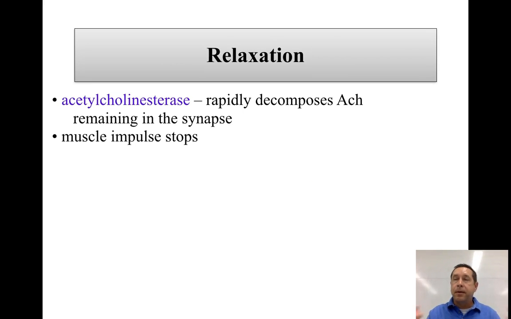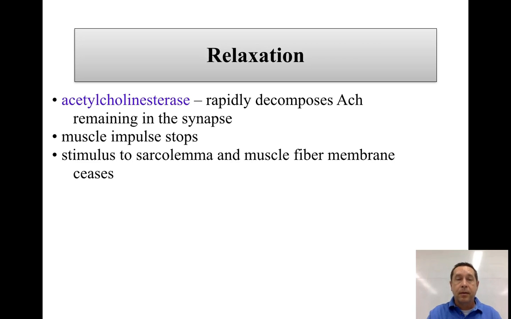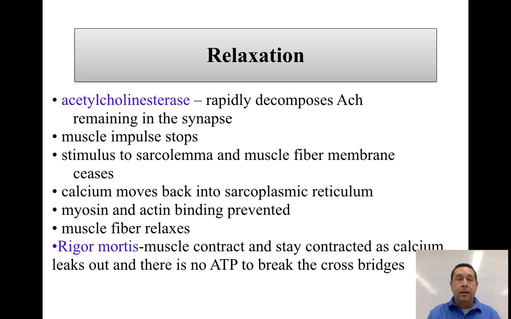In order for the muscle cell to relax, we've got to stop that signal. To stop the signal, first of all, we've got to get rid of the acetylcholine that's in the synapse. One of the ways we do that is an enzyme called acetylcholinesterase that breaks down any acetylcholine to stop the signal from the neuron creating the muscle impulse. Once that happens, there's no longer that signal. The calcium then moves back into the sarcoplasmic reticulum. Actin and myosin, once that cross bridge is broken, can no longer rebind because there's no more calcium to move that out of the way.